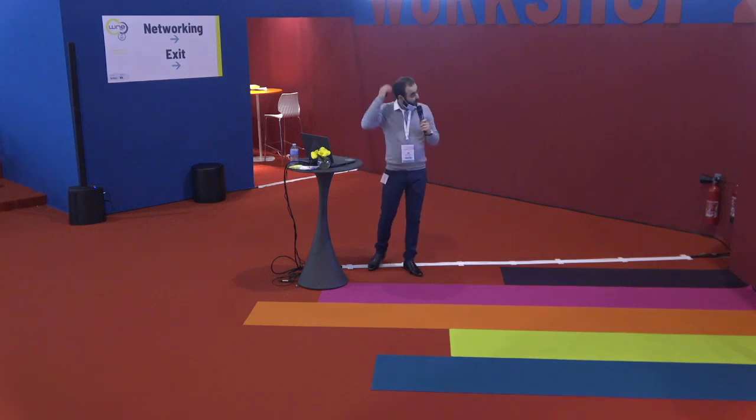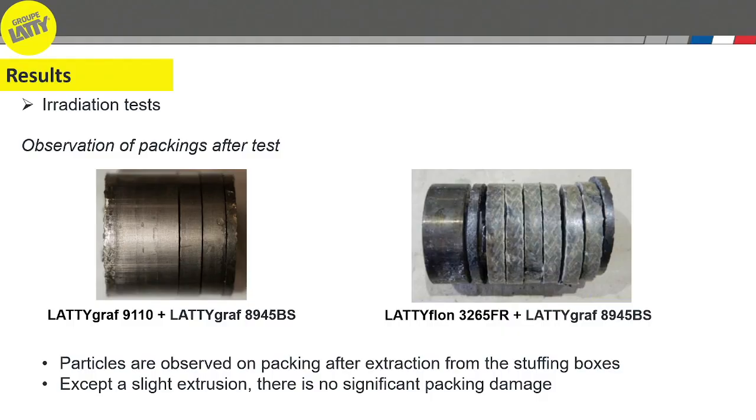So when we finished the test, the packings were dismantled and analyzed, and no excessive damage or abnormal degradation was observed on both solutions, except some extrusion and some abrasive particles, which is quite logical due to the nature of the graphite and the PTFE, and no abnormal or excessive damage even after this level of radiation absorbed dose.